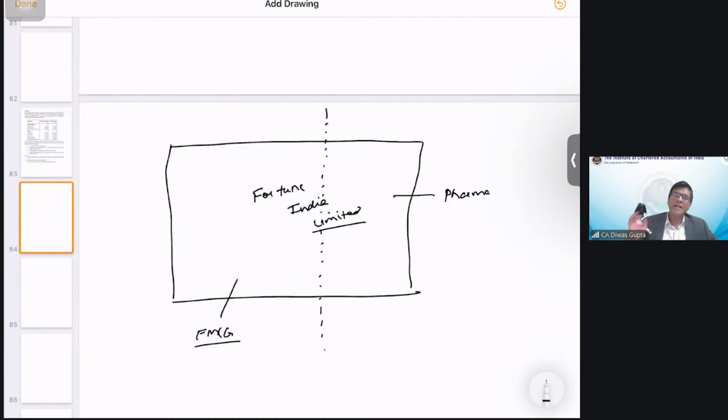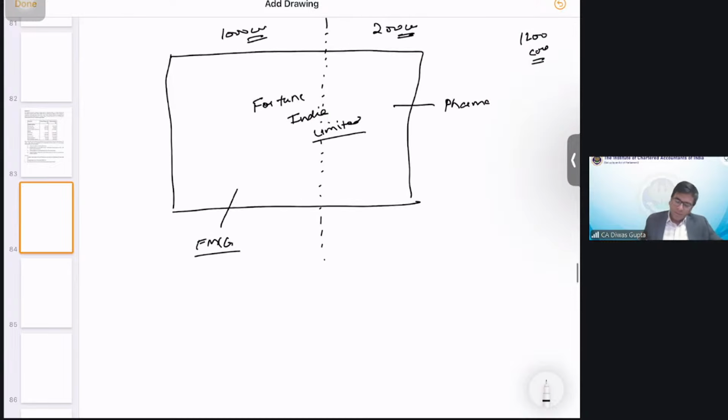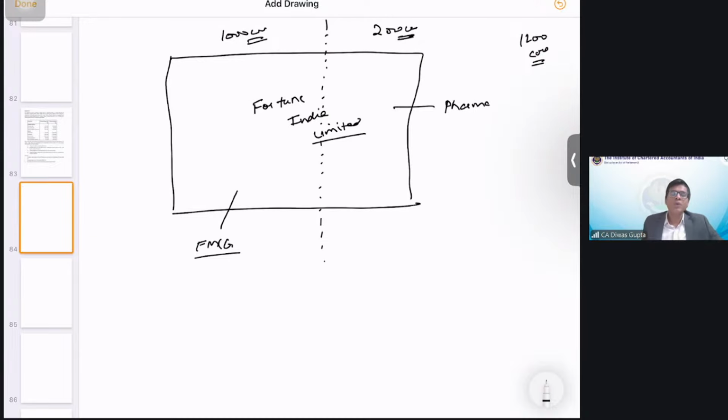Now let's suppose the overall, I'm just taking a hypothetical example. Let's suppose the overall value of this company is 1200 crore, right? So maybe 1000 crore is attributed to this and 200 crore is attributed to this. Correct? Clear? So these are the different ways to see. Okay. So the 1200 crore of, let's say, value of these two businesses is split into FMCG and pharma.